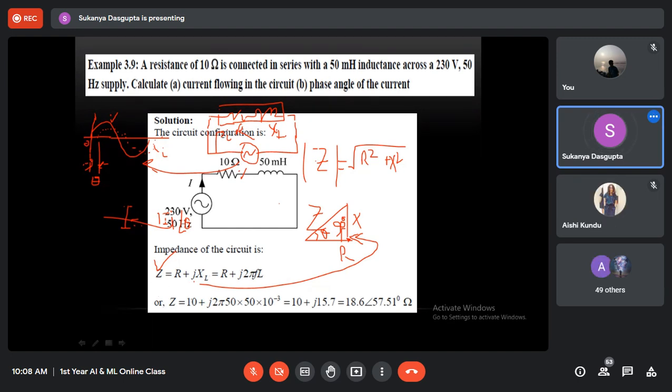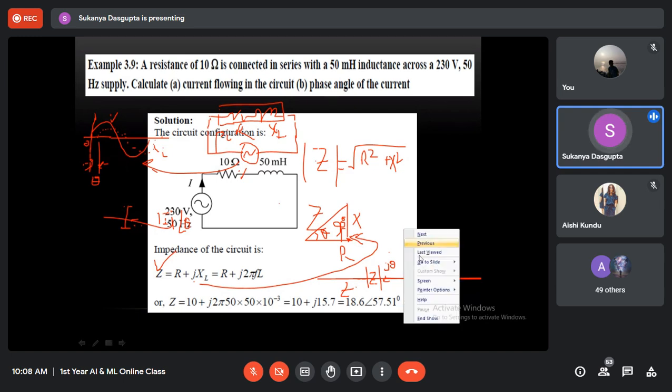Right? We can express impedance by using the polar format, say mod Z into e to the power j theta. So depending upon the type of application, we'll apply the formula. Z can be further represented in polar coordinates as modulus Z into e to the power j theta. So now calculate this impedance.